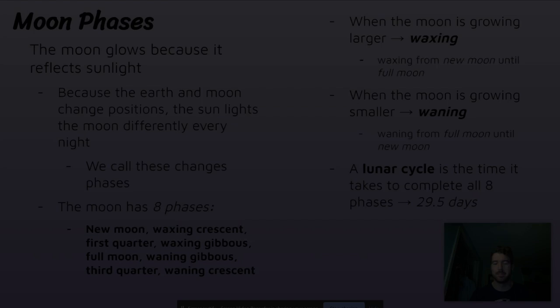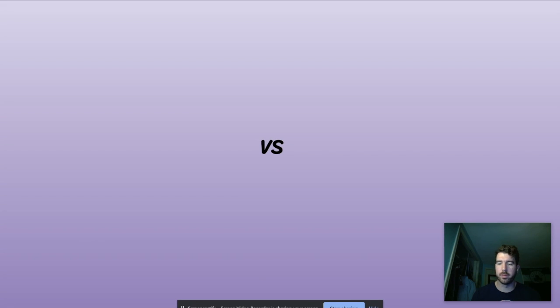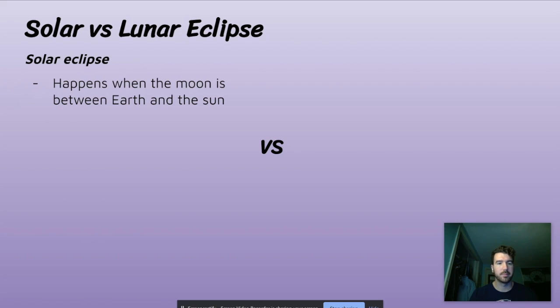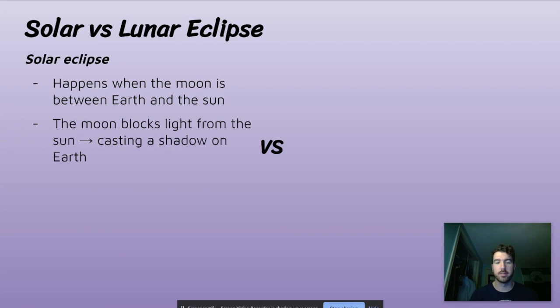Okay, so because the moon revolves around the Earth and the Earth revolves around the sun, every once in a while we can observe some pretty cool phenomena. We call these eclipses. We have solar eclipses and lunar eclipses. First type of eclipse we're going to talk about is solar eclipses. This happens when the moon gets between the Earth and sun. So the moon is going to block out some light from the sun, casting a shadow on Earth.